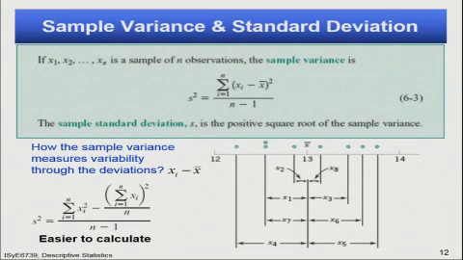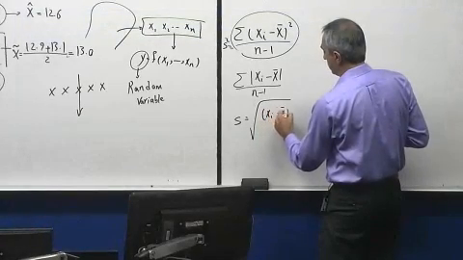This equation is easier to calculate, but nowadays we just use computer. It doesn't really matter. And the standard deviation is the square root of s squared. Anybody knows why do we use s? Because we have this guy as s squared, and we define s as a square root of the same thing.